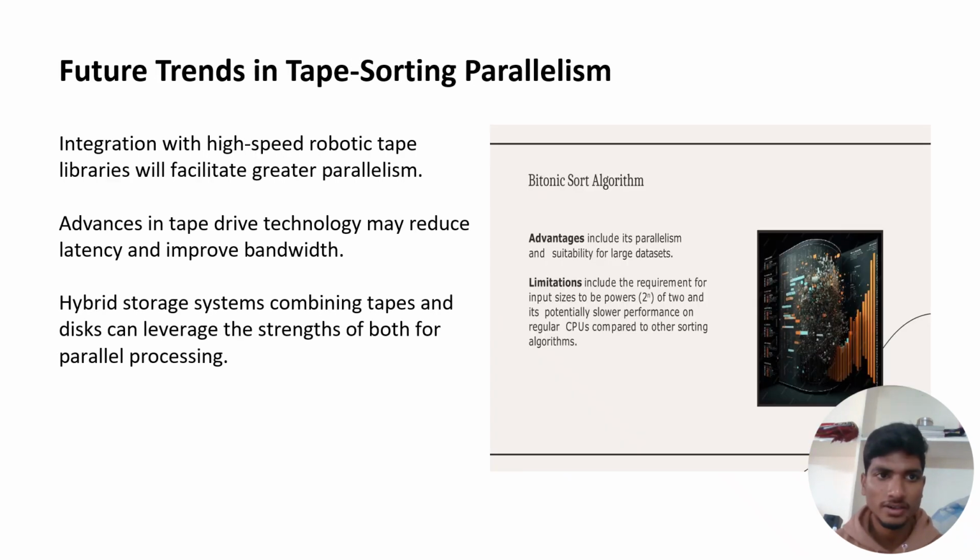Next one is future trends in tape sorting parallelism. Integration with high-speed robotic tape libraries will facilitate greater parallelism. Advances in tape drive technologies may reduce latency and improve bandwidth. Hybrid storage systems combining tapes and disks can leverage the strengths of both for parallel processing.